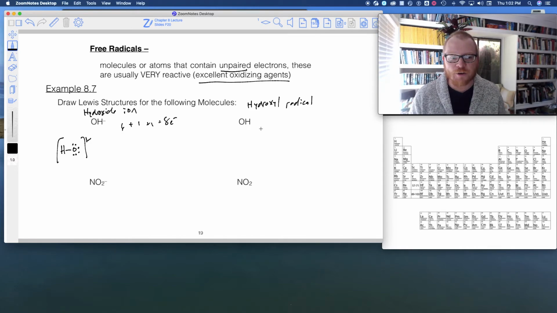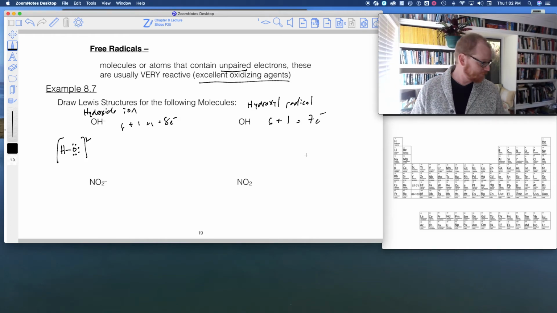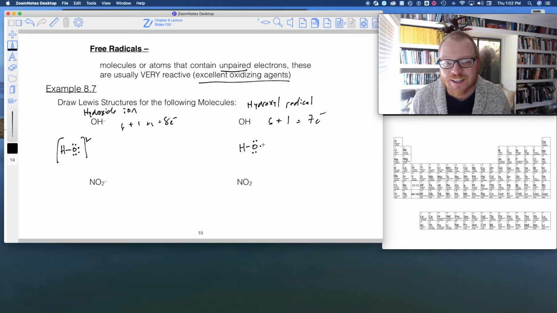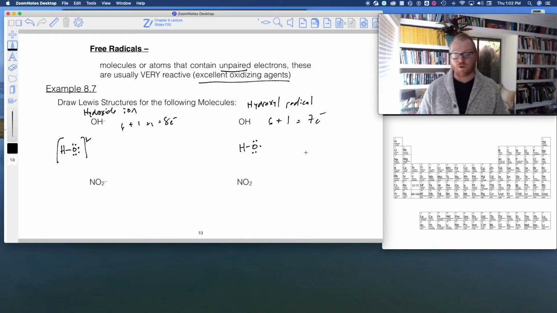So now the hydroxyl radical is six for oxygen plus one for hydrogen, but there's no negative charge, so that gets seven electrons. So that's an odd electron molecule, right? It's got an unpaired electron because it has seven. Hydrogen is still going to follow the duet rule, but now that oxygen only has seven: two, four, six, seven. So that's the correct Lewis structure for the hydroxyl radical, and it's extremely reactive. This thing can strip electrons off of damn near anything, okay? Which causes it to corrode and react away.